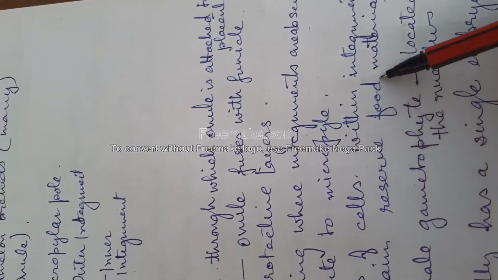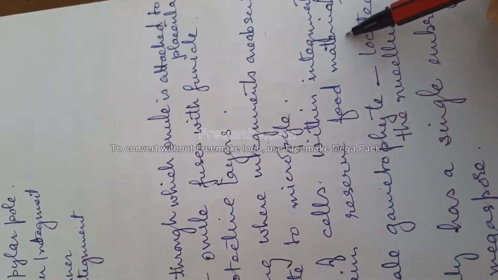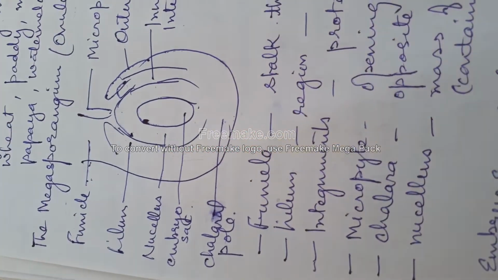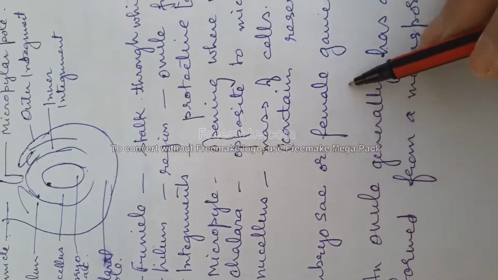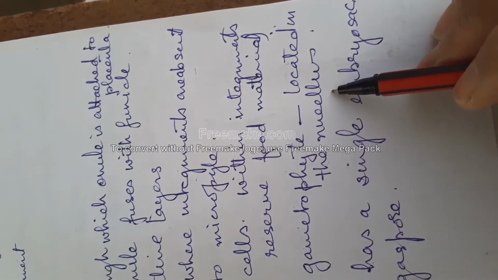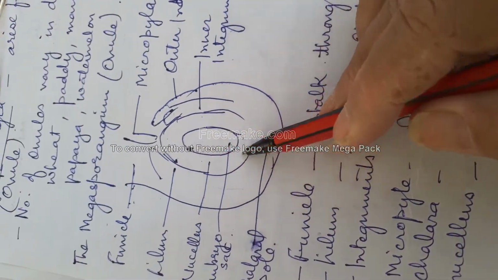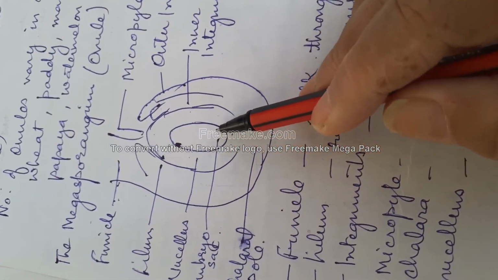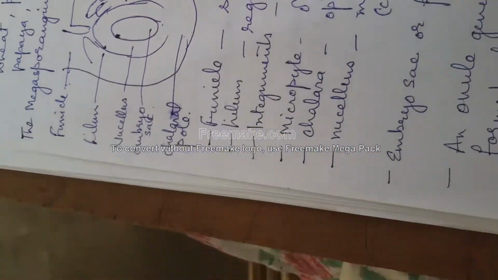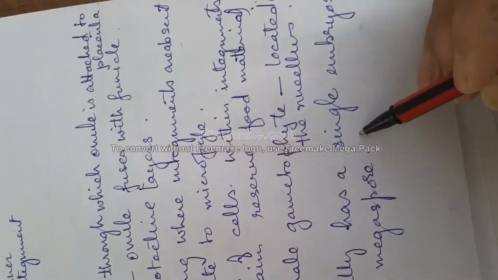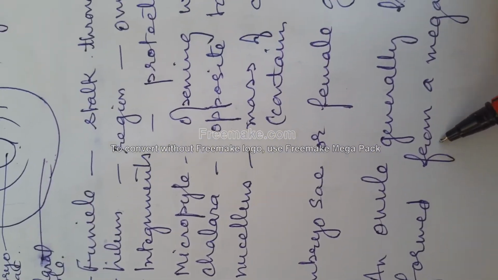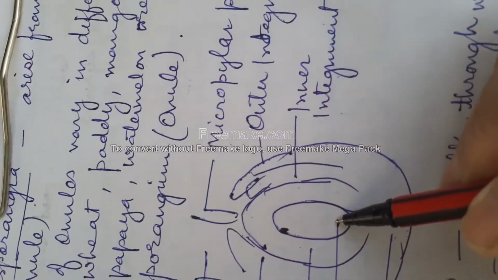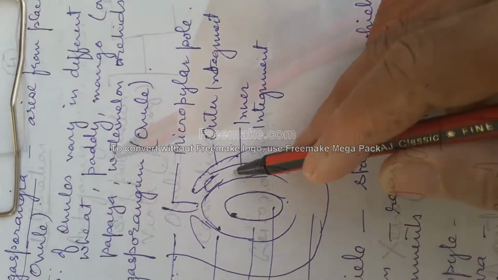Nucellus is a mass of cells within the integuments, and it contains the reserve food material. Now the embryo sac or female gametophyte is located in the nucellus. It is embedded inside the nucellus. Nucellus provides the reserve food material also. An ovule generally has a single embryo sac formed from a megaspore. Embryo sac is generally one in an ovule.